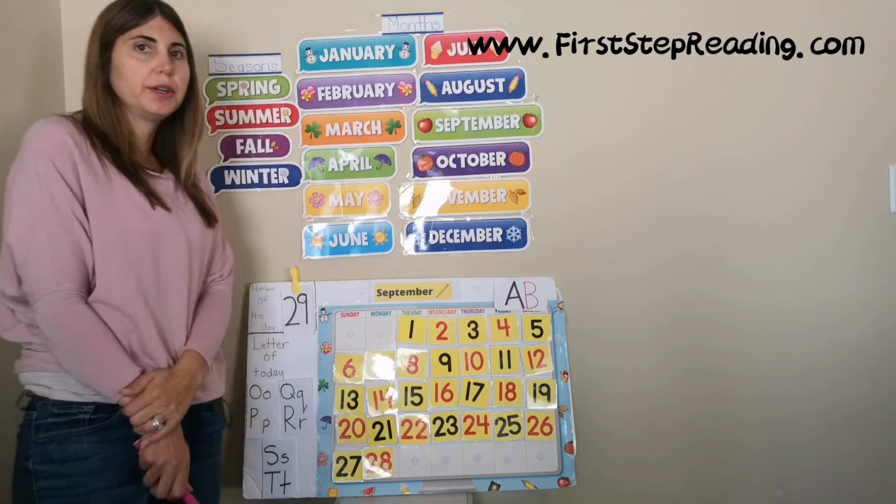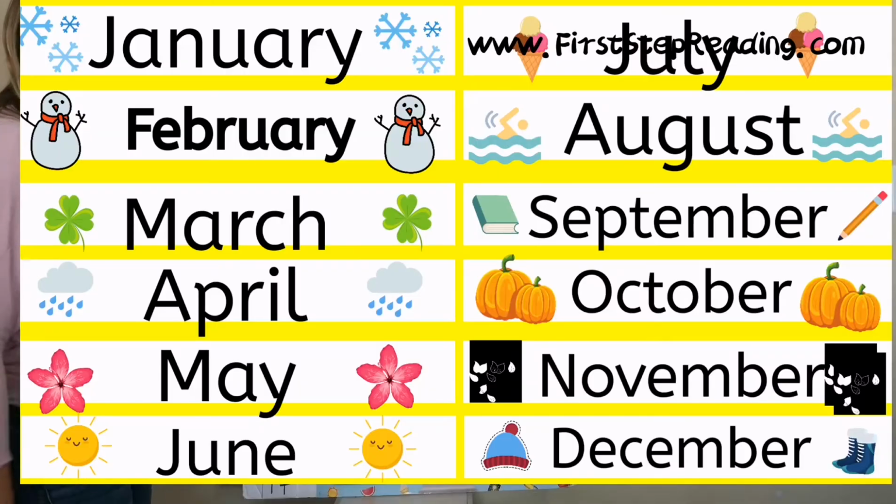Let's get started with our calendar. We're going to start with the months of the year. How many months are in 1 year? 12. Let's say them together. January, February, March, April, May, June, July, August, September, October, November, December. These are the 12 months in 1 year. For this video, we're talking about September.